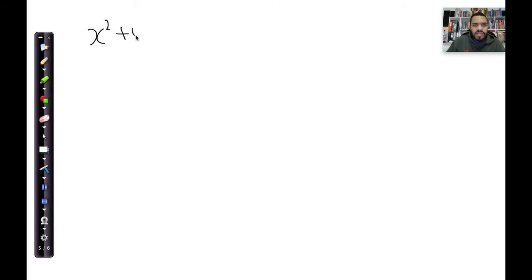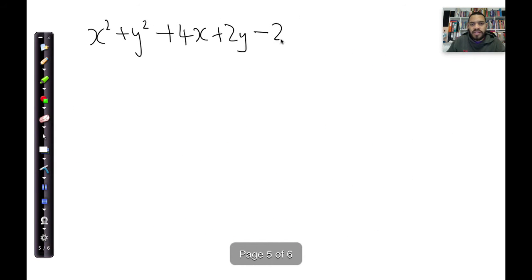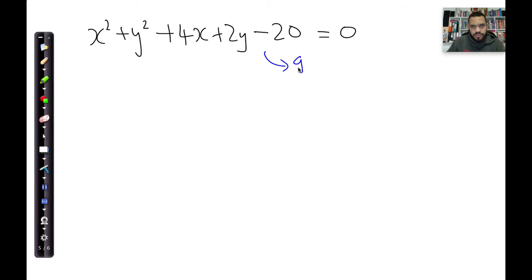x squared plus y squared plus 4x plus 2y, and let's make sure that we've got it correctly, minus 20 is equal to 0. Now, again, let's remember what this is over here. This here is called the general form. What we want is the standard form.